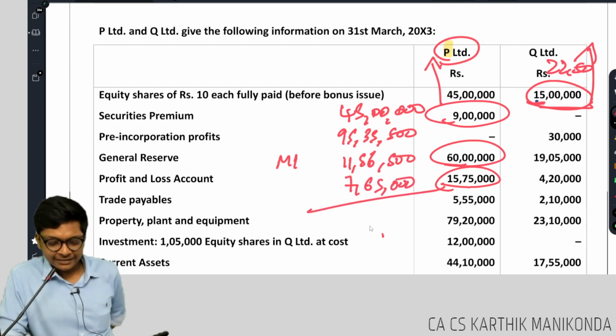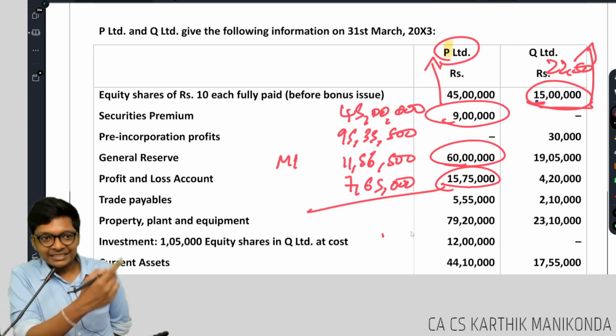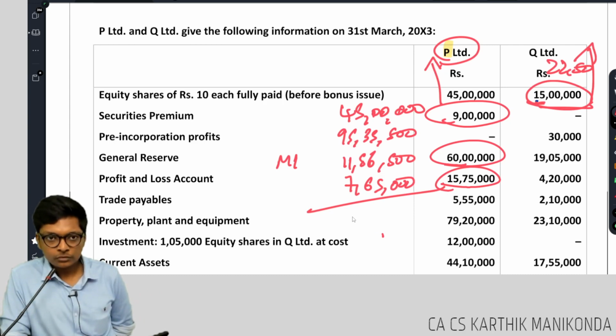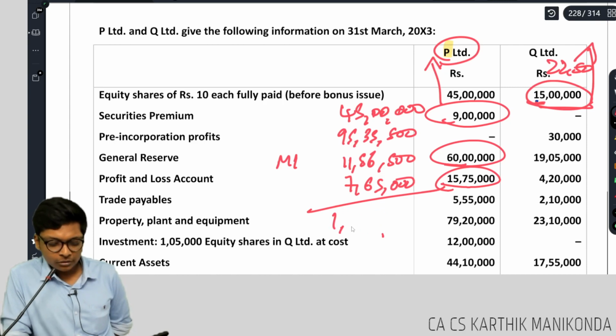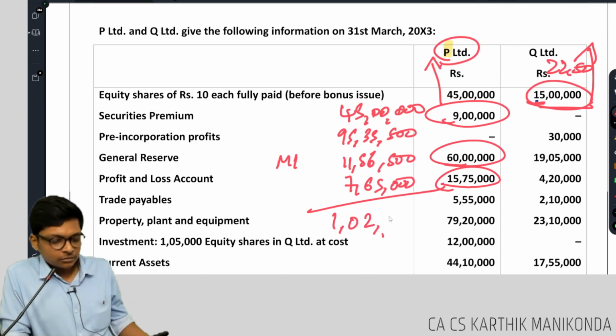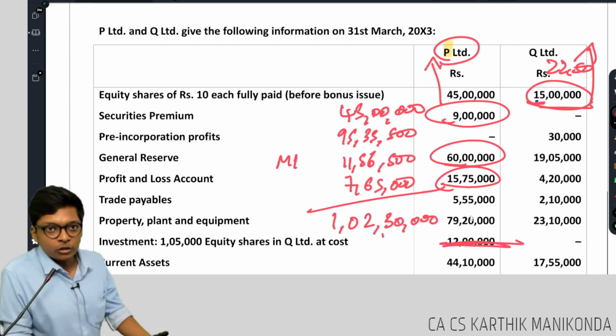Hold on. Assets total. Assets remain the same, just like previous. PPE total, 10 lakh. All the eraser is not working today. 1 crore, 2 lakh, 30,000. Investments replaced. Will goodwill come?